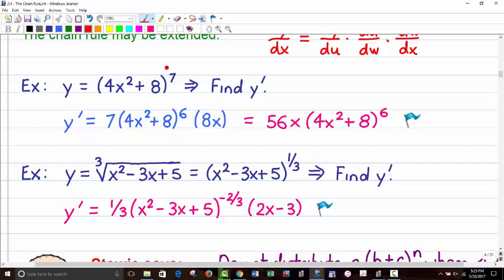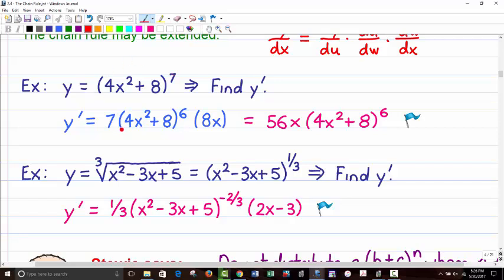Let's just try some more of these. Y equals 4x squared plus 8 to the 7th. Bring the 7 down. Leave the inside alone. Every once in a while I'll see somebody jump the gun, and they're so focused on the derivative of the inside part, they'll do it right here with that exponent still there, and that's completely wrong.